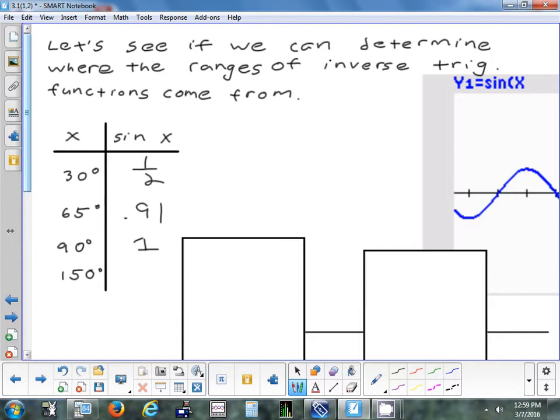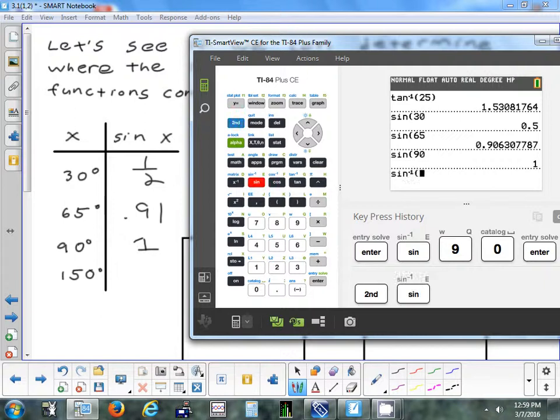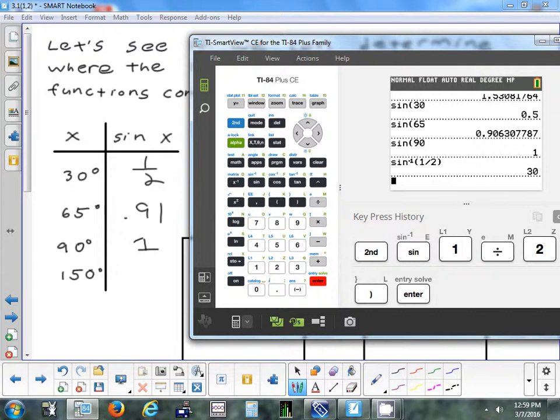So what do you think would happen if I typed in second inverse sine of a half? Not sine, but inverse sine. I'm going back. I get 30 degrees.